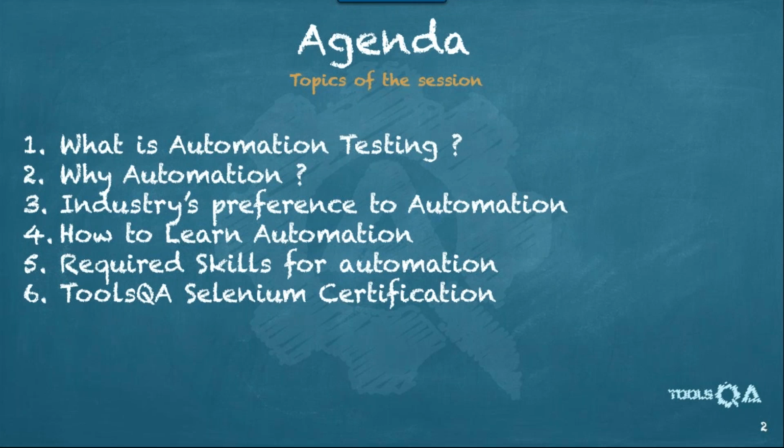We will look at both the options, and then we will talk about what are the required skill sets to learn automation. So basically, any person who's beginning with automation testing should have a fair understanding of a couple of things. So we will talk about what are those things which are required for you to understand automation, learn automation and become an expert in automation. And after that, we will give a brief idea of ToolsQA's Selenium certification. So these will be the items that we will cover today. So let me move on to the next slide.